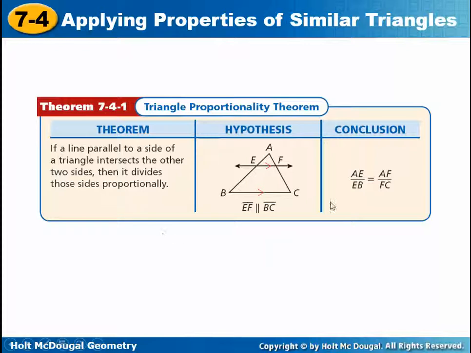So this is the triangle proportionality theorem. It says that if a line is parallel to a side of a triangle and it intersects the other two sides, then it divides those sides proportionally. So here's a triangle ABC, and then line EF goes through the triangle, and parallel, that's what those little red arrows mean, parallel to side BC. So EF is parallel to BC, then AE over EB is equal to AF over FC. And we can use that to find missing parts.